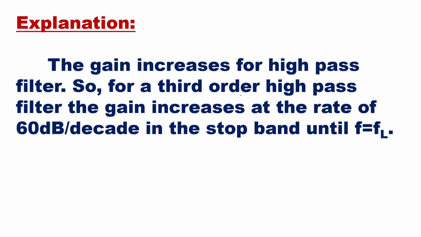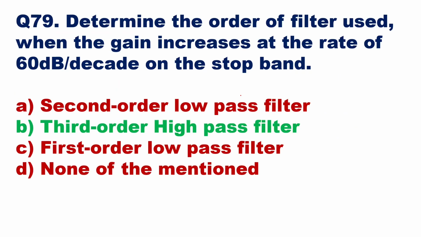So the gain increases for a high pass filter. For a third order high pass filter, the gain increases at the rate of 60 decibels per decade in the stop band until the frequency is equal to the cutoff frequency. So you can see option B, third order high pass filter, is the right answer.